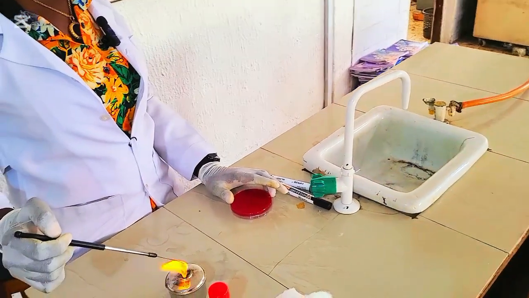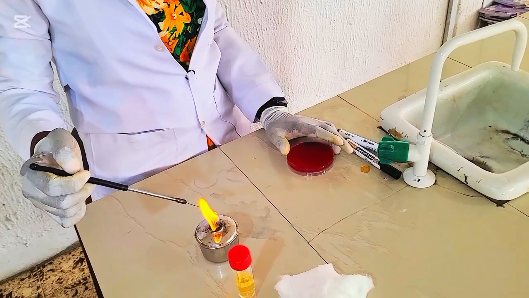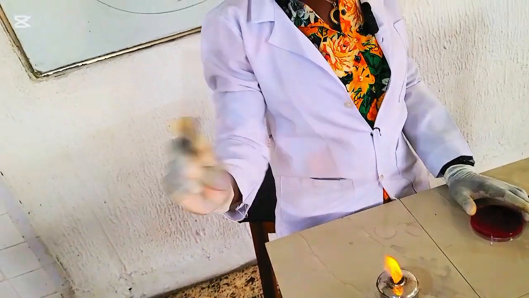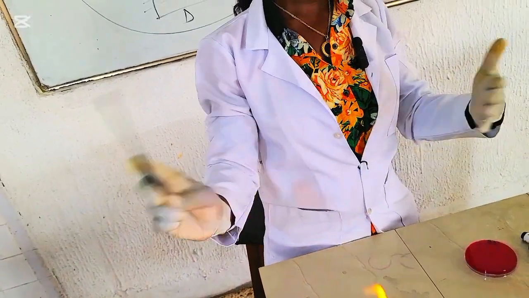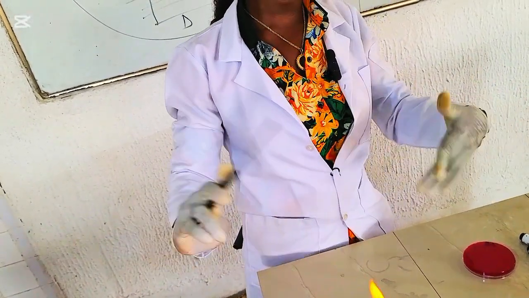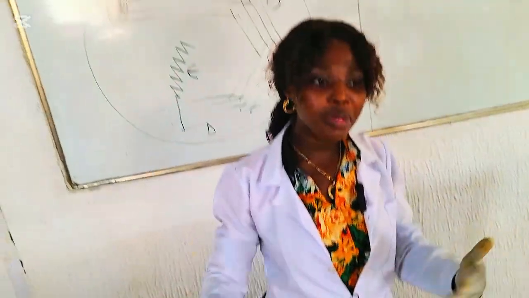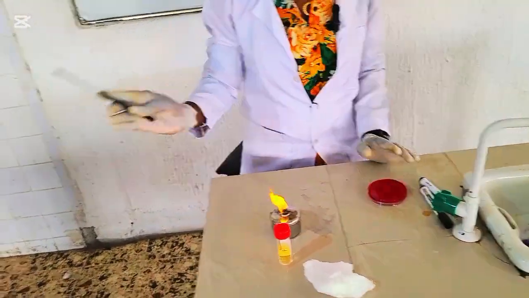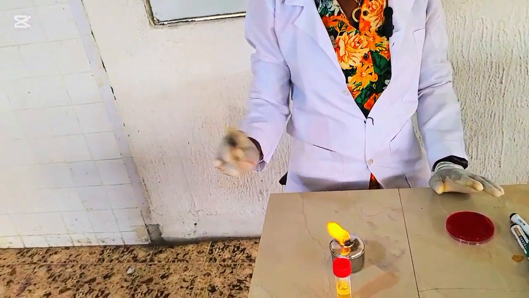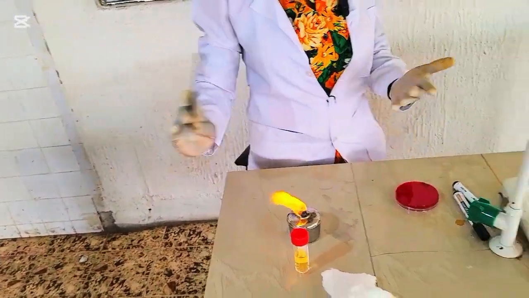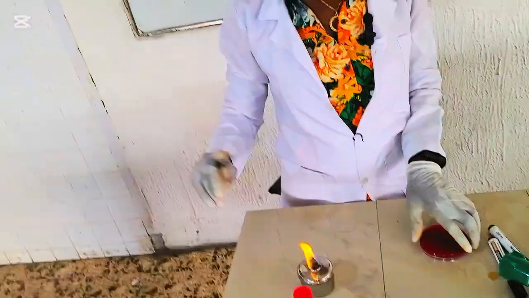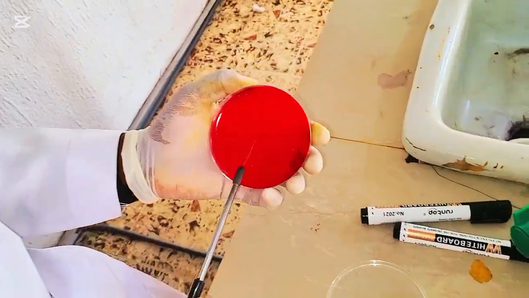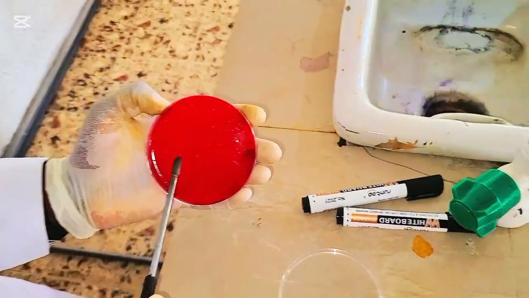We'll flame red hot again and cool. You see, you keep flaming and cooling just so you kill the microorganisms that got stuck to the wire loop from the previous streak, just so you can reduce the bacterial population and obtain discrete colonies. So we'll streak again from the distal end of the previous streak.